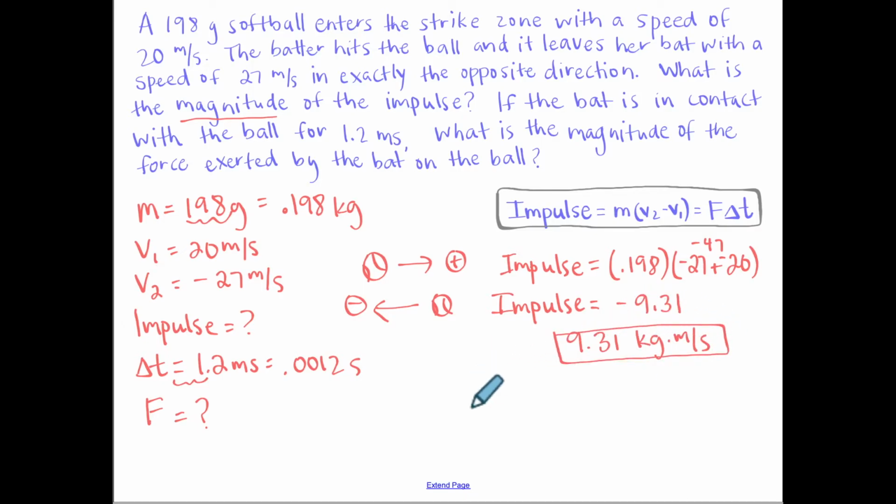Now we can take that same impulse and set it equal to F delta T to solve for the force. Force is what we're trying to find. Delta T is 0.0012 seconds, and when we type that in, we get a force of negative 7,800 newtons, but once again it asks for the magnitude, so we're going to put in 7,800 newtons as our answer.